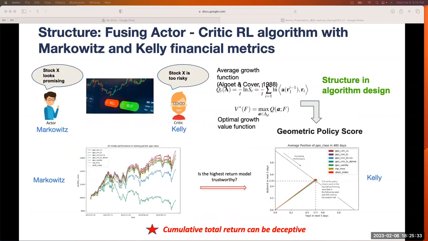Here in this slide, I use the notion of average growth and merged it with the concept of value function used by the critic to define what I call the optimal growth value function. Then I derived a geometric policy score for the critic. Basically, on the left, we see the Markowitz viewpoint, where one algorithm, the green one, has much worse return than the others. But on the right, we see the Kelly viewpoint, where they have comparable policy scores. This indicates that any of these algorithms could make a bad decision and suffer considerable losses. So our score helps us to be more trustworthy for real world applications, and can also show us that if we just follow the return only, it can be deceptive.